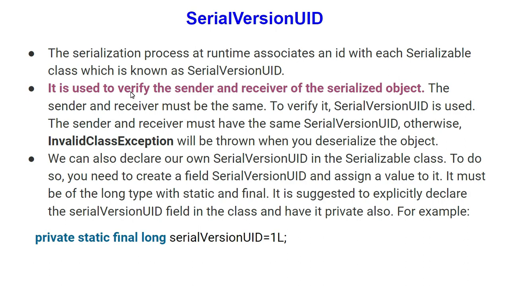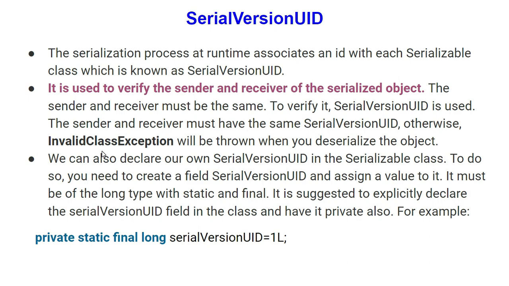It is used to verify the sender and receiver of the serialized object. This is the main thing you have to remember. Whenever people ask you what the serial version UID is, you can simply say that it is used to verify the sender and receiver of the serialized object. The sender and receiver must have the same serial version ID, otherwise an InvalidClassException will be thrown.